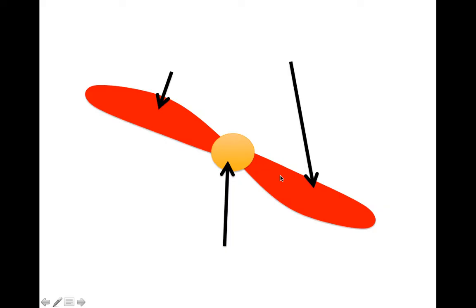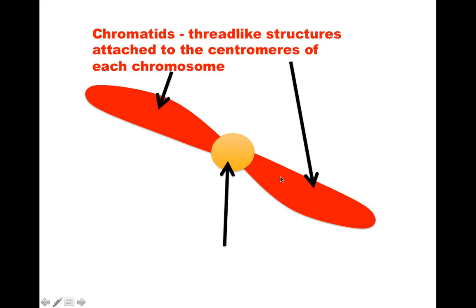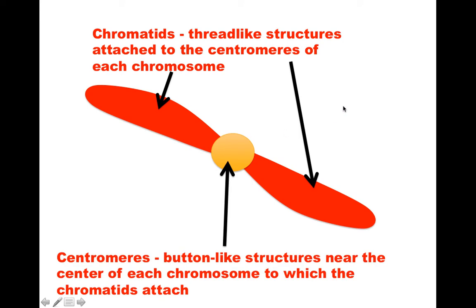So let's talk about the makeup of the chromosomes themselves. First of all, the little propeller parts that you see right here are called chromatids. And normally they're long thread-like structures. So you can see they're attached to this center part. The center part is called a centromere. These are little button-like structures near the center, but again, you notice in the green chromosome, they don't have to be in the center of each chromosome, and the chromatids attached to this.